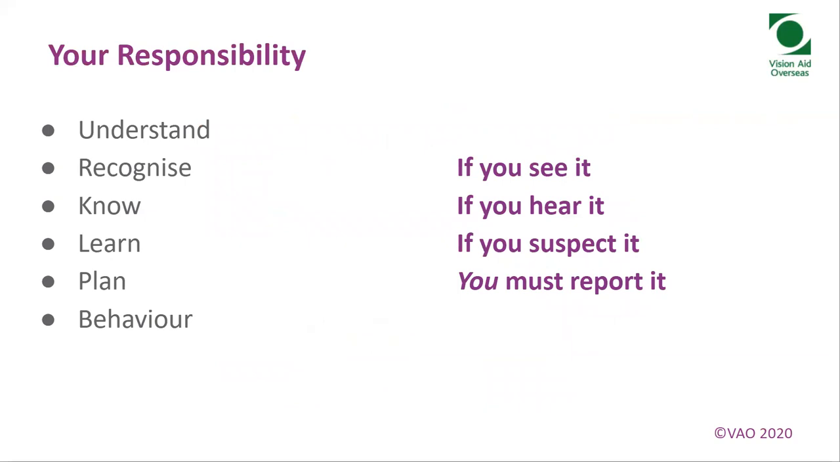So your responsibility is to understand your organisation's safeguarding and protection policies and code of conduct and abide by them. To recognise who could be at risk, to know when and to who you can report concerns and how to do it. To learn more about safeguarding and protection of children and adults at risk and local pathways and guidance.